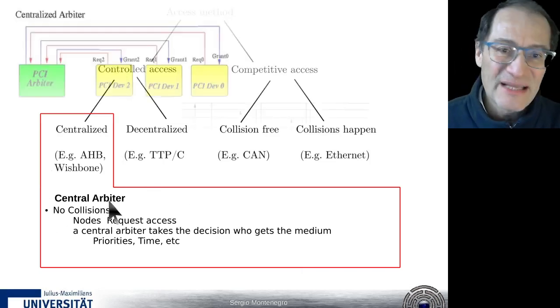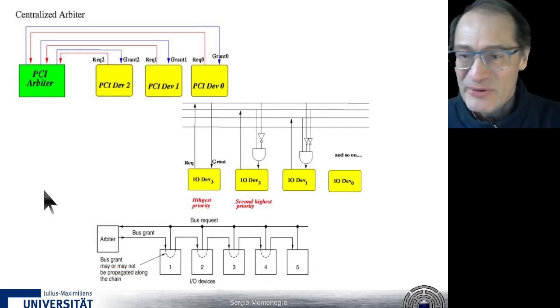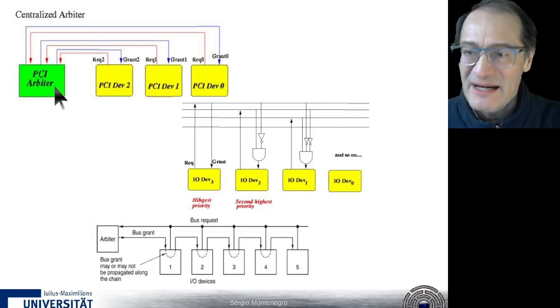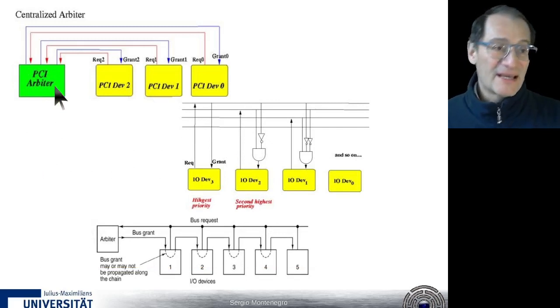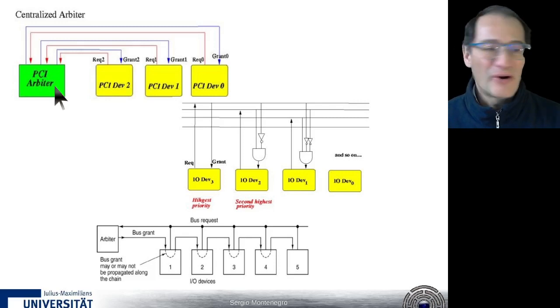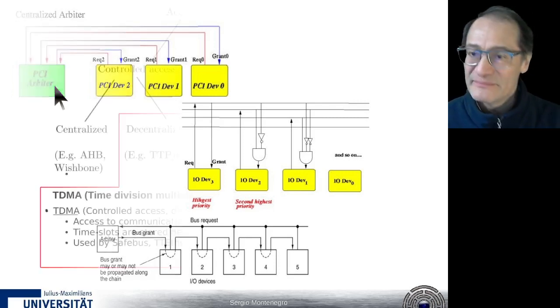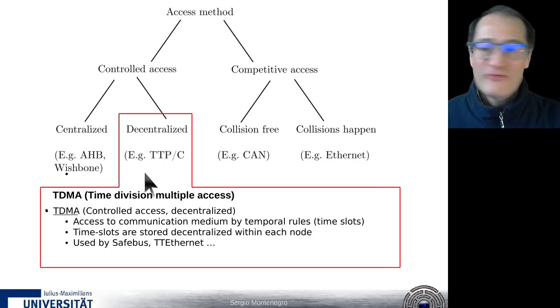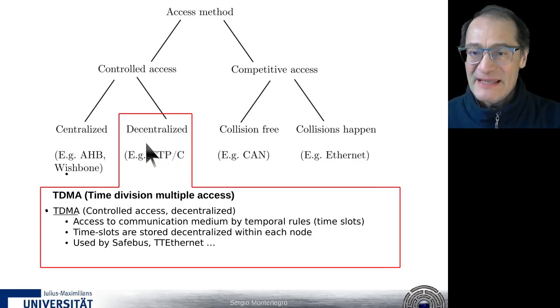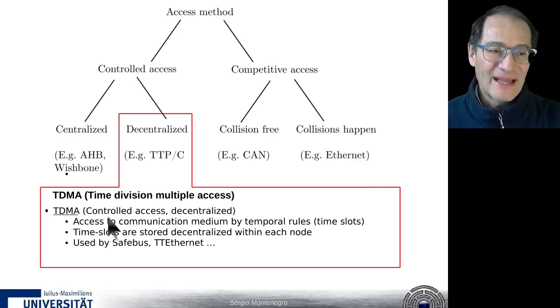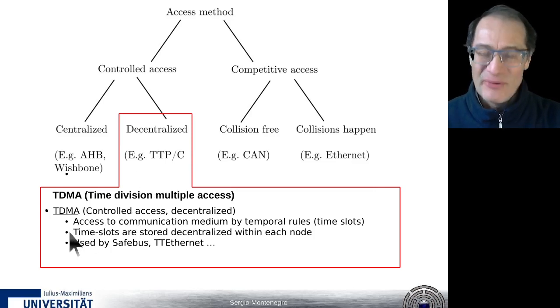The arbiter can be central or can be distributed, like in these 2 cases. Most of the time we use a central arbiter, which can be more intelligent, have priorities or take into account how long each request has been waiting. Okay, and now for us the most important topic, the decentralized time triggered protocol. We are going to talk a long time about this because this is used very often.